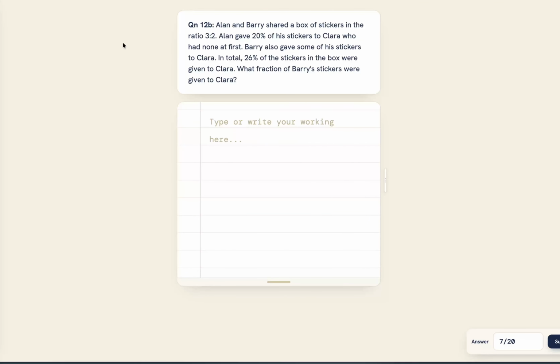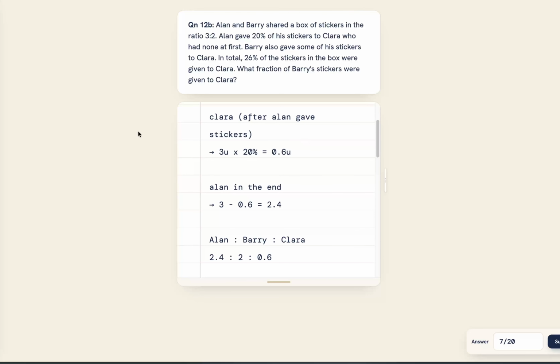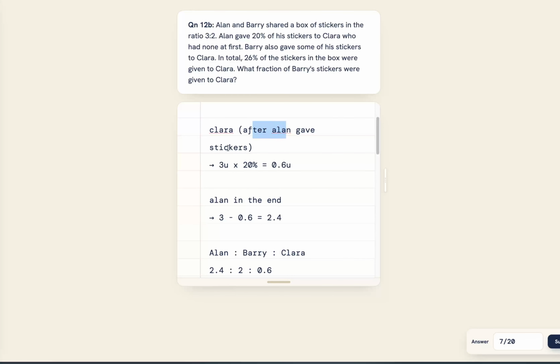There you go. So 12 part B. Barry also gave some of his stickers to Clara. In total, 26% of the stickers in the box were given to Clara. What fraction of Barry's stickers were given to Clara? So from our previous part, we know that after Alan gave stickers, Clara has 0.6.